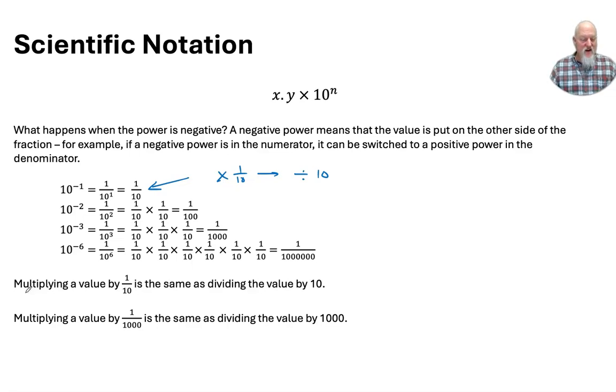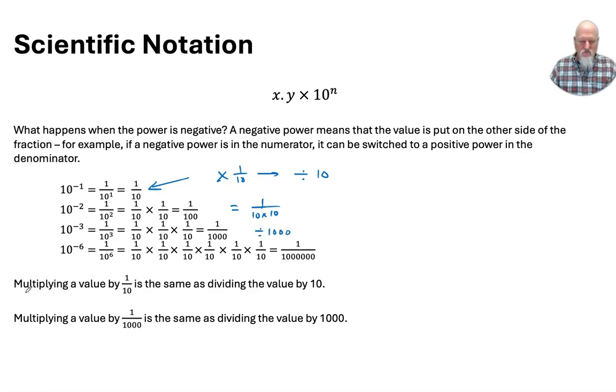All right? So 10 to the negative 2, that's 1 over 10 squared, right? Because that negative tells us put it in the denominator. So 1 over 10 squared is 1/10 times 1/10, which is equal to 1/100th. It's actually equal to 1 over 10 times 10, which is 1 over 100, which simply means divide by 100. Okay? 10 to the negative 3 is 1/10 times 1/10 times 1/10, which is 1/1000th, which means simply divide by 1000.